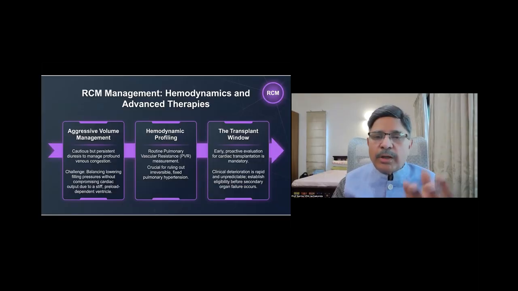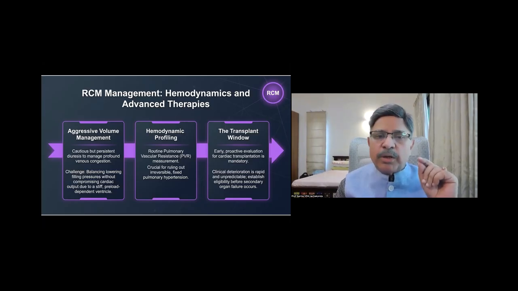Ventricle is dependent only on the preload, and if you cut the preload, then what will happen? Naturally, the cardiac output will be reduced. But if you keep the preload more, then there will be heart failure. That is the balance.